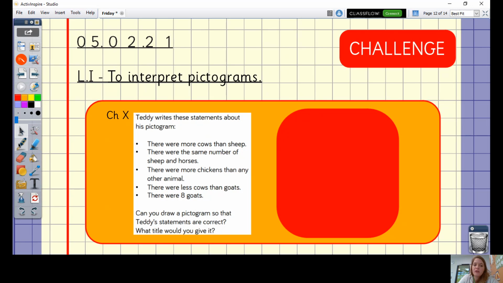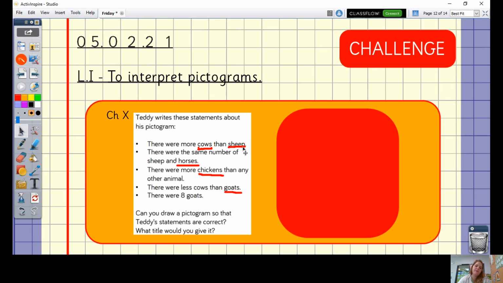Then I think it would be a good idea to go through and just look at the animals that you need to write into your pictogram. So we have cows, sheep, horses, chickens, and goats. Okay, so you've got 5 different animals there. Okay, so those are the headings that you'll need for your pictogram. Then start off with the goats and then go through each one.